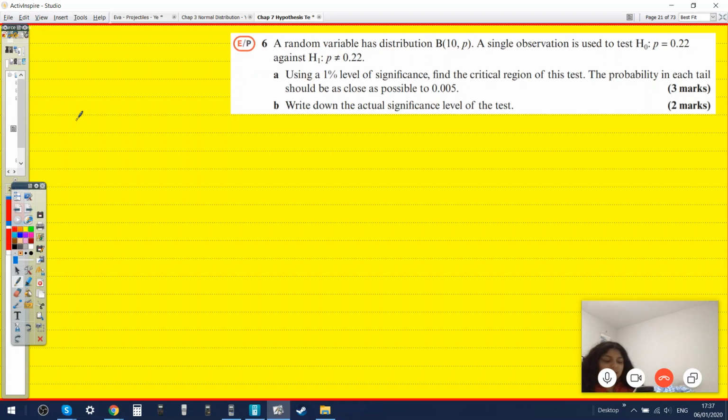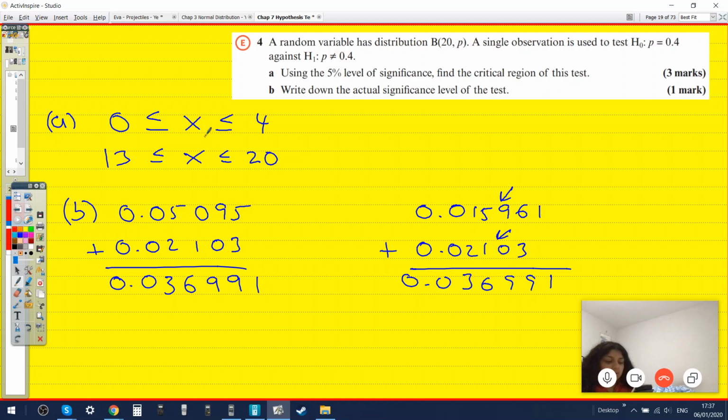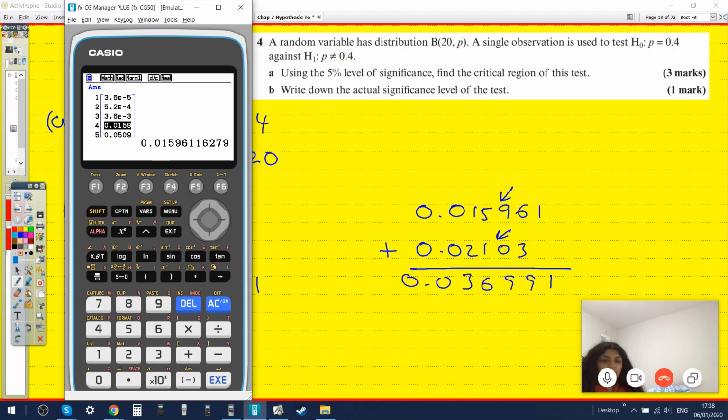If it's outside the critical region. So let's say in the previous one, if you got, let's say, 5, then you would be keeping the null hypothesis. Okay. But if it was in between, according to them, 0 and 3 and 13 and 20, then you'd be rejecting it. And then when you don't have a critical region, how would you do it? You could find a critical region first, or you could just go by your calculator.